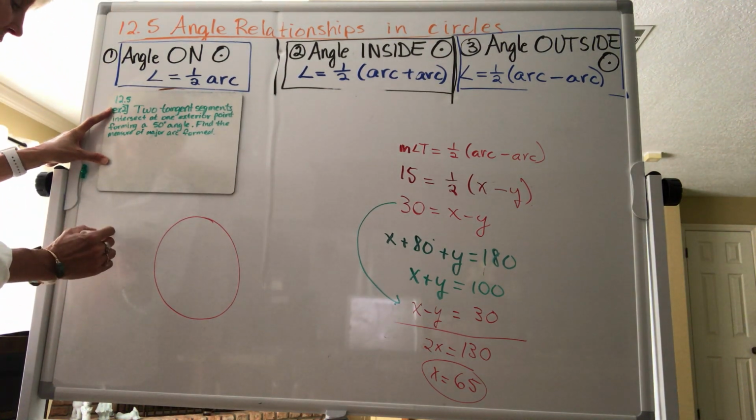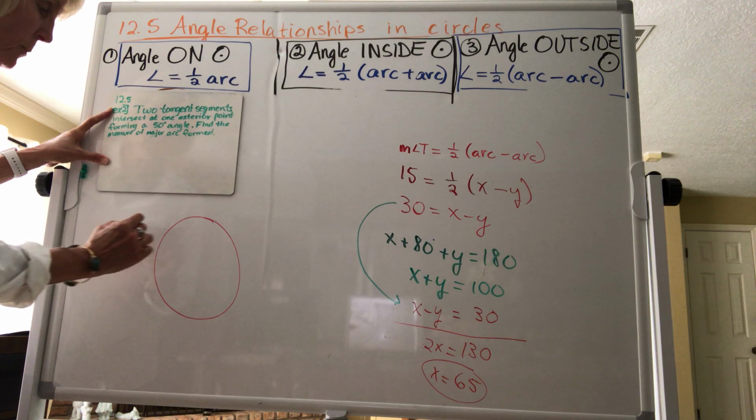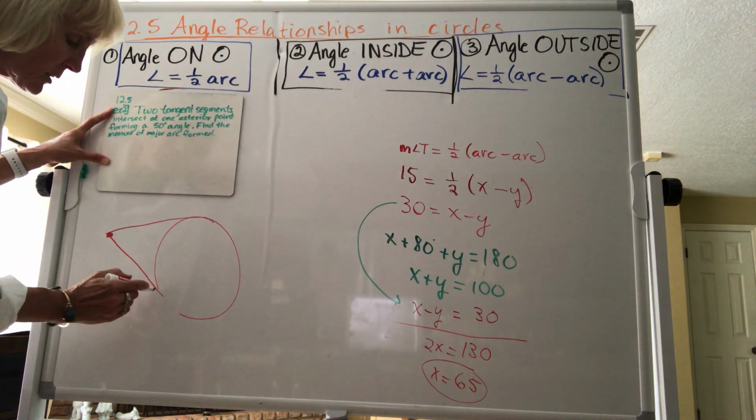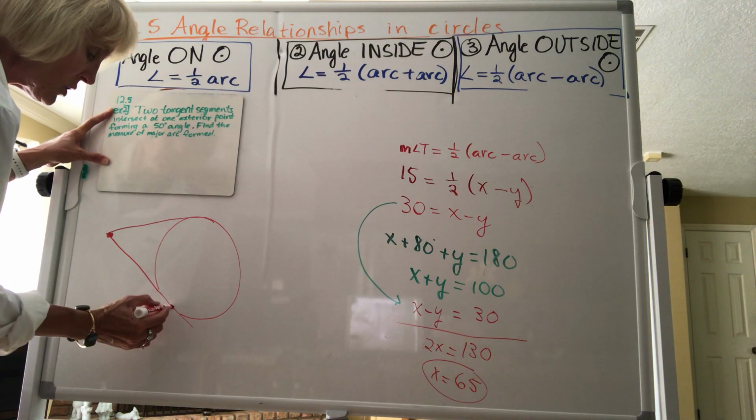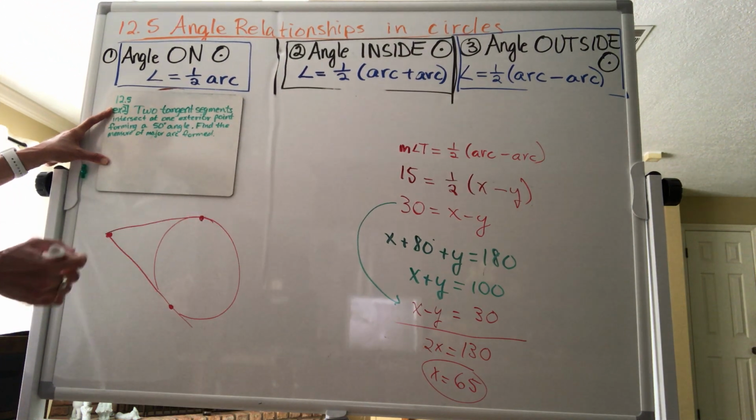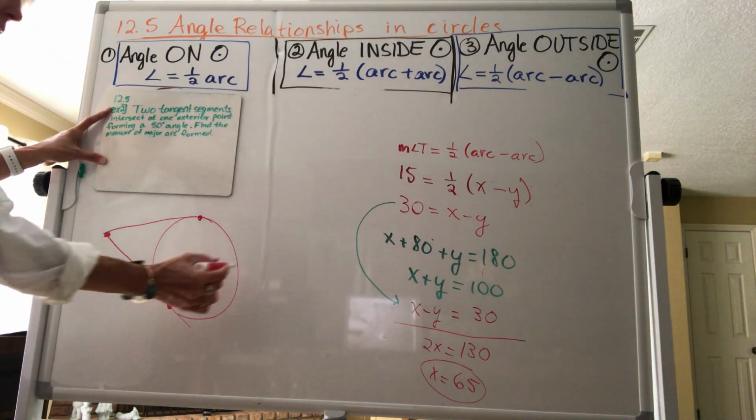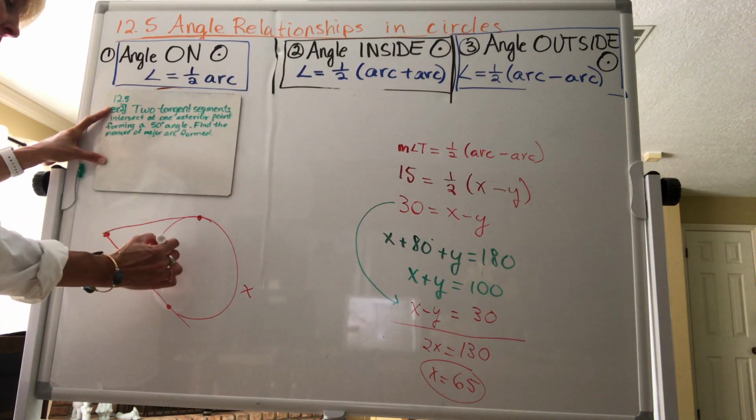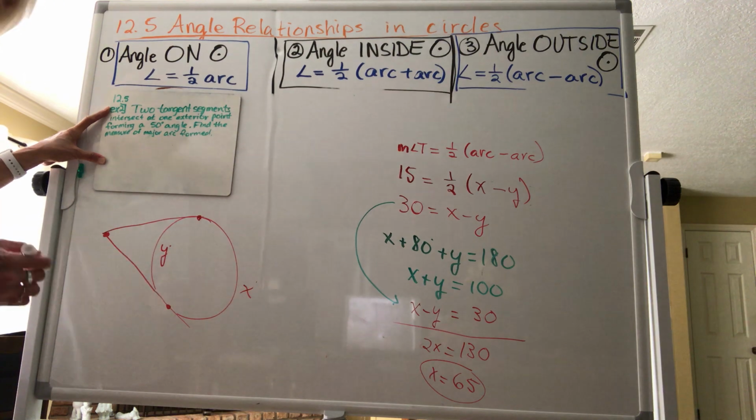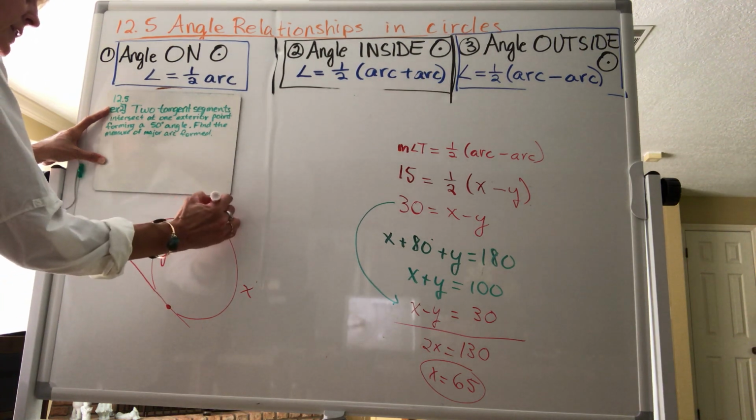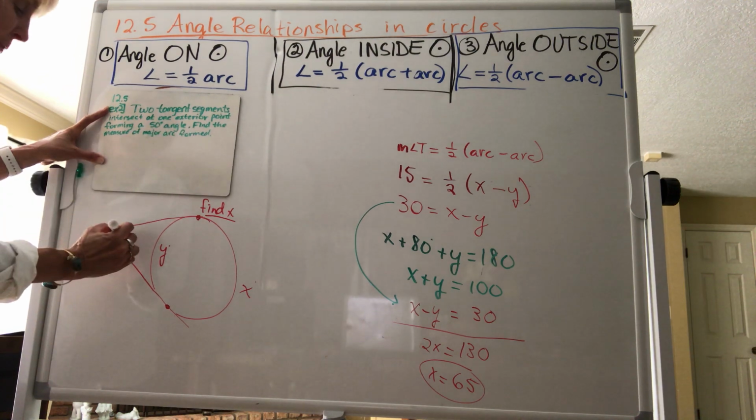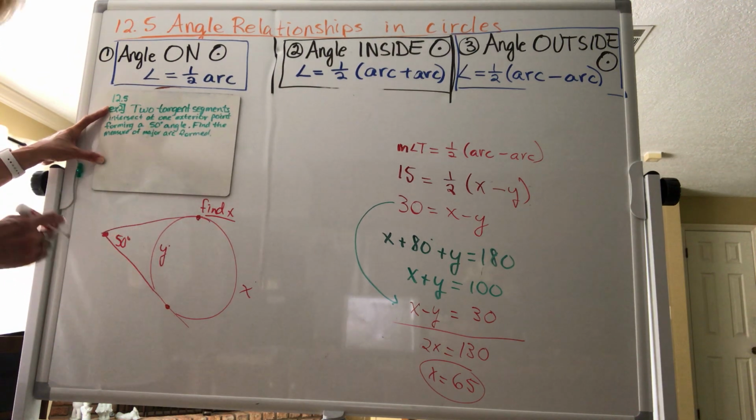So two tangent segments from the same exterior point. So I just draw in my two tangent segments. Assume I can hit that as being a point of tangency there and a point of tangency there. They make a major arc that I'm trying to find, and a minor arc, which I don't know. So I'll put an x and a y. So we're trying to find x. Okay, and it says the angle formed was 50 degrees.